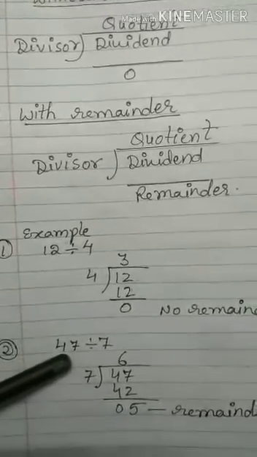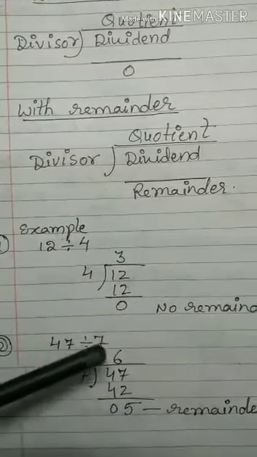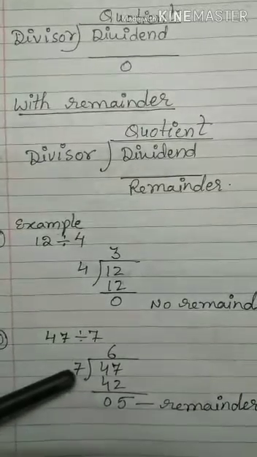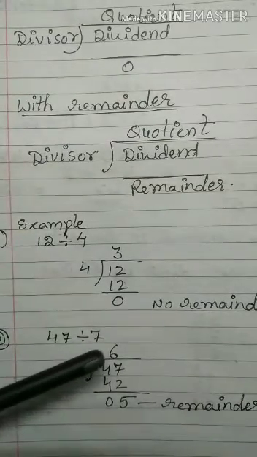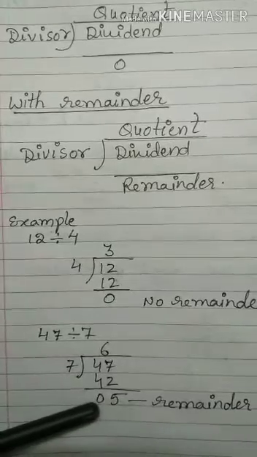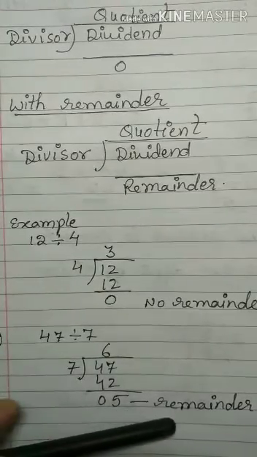Now another example, 47 divided by 7. If you divide by 7, how many times will it go? 6 times, 42. 5 is the remainder.